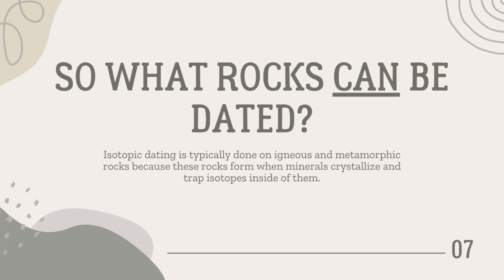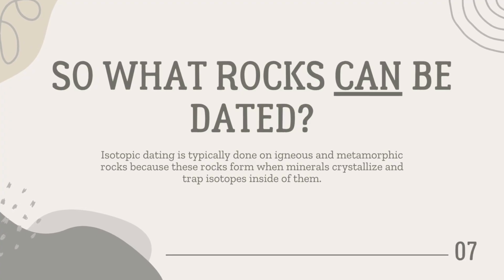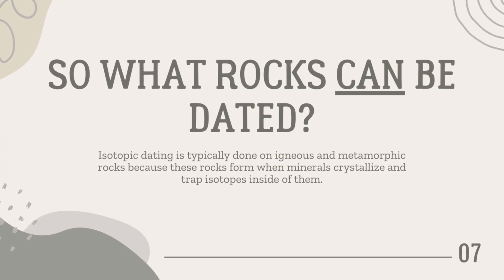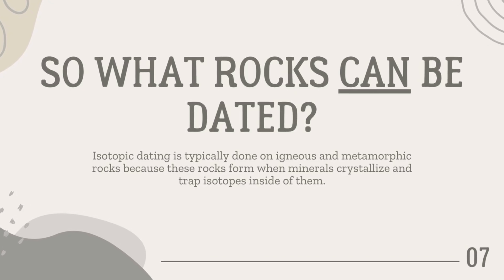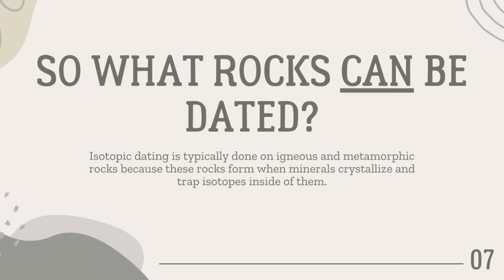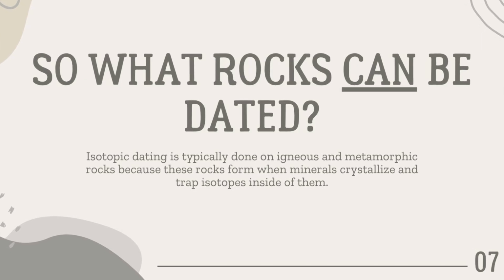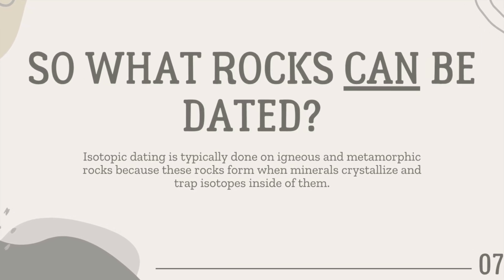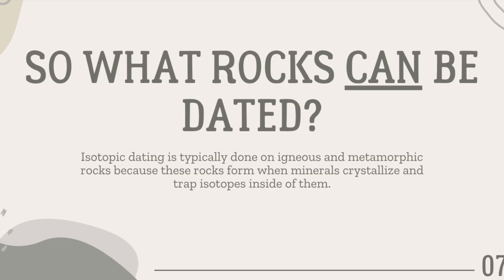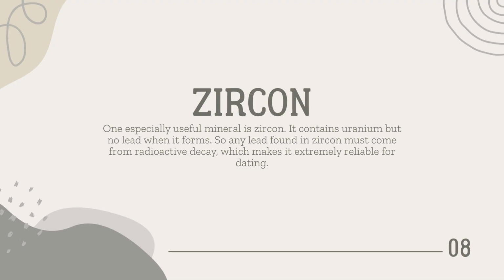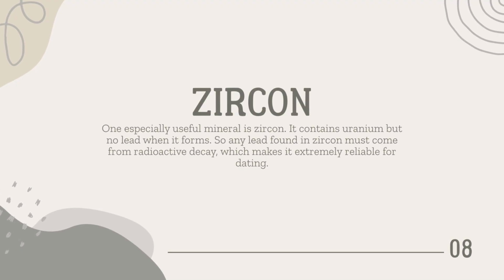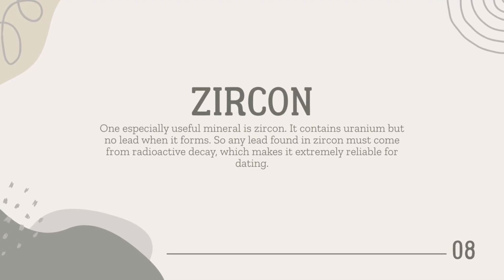Isotopic dating is typically done on igneous and metamorphic rocks because these two rocks form minerals that crystallize and trap isotopes inside of them. So, these two give you the most accurate and best data that really tells you the actual age of the rocks. Another super important component to the absolute age dating of rocks is zircon.